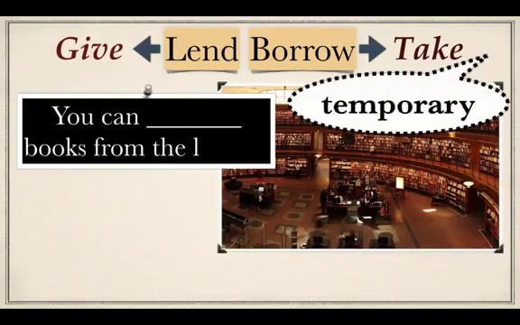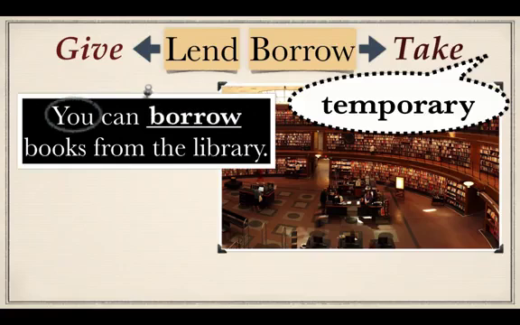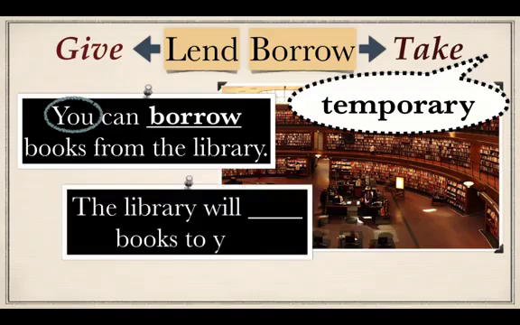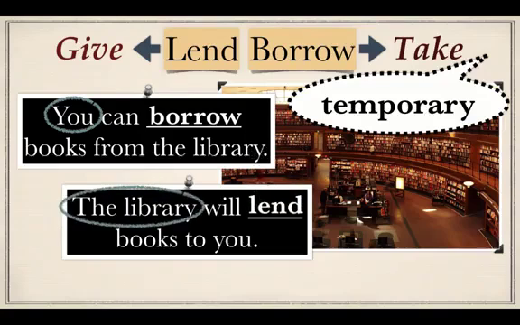How would you finish this sentence? You can borrow books from the library. Notice the subject is you. You would be doing the action of borrowing. But what about the library? The library will lend. That's right. The library will lend books to you.